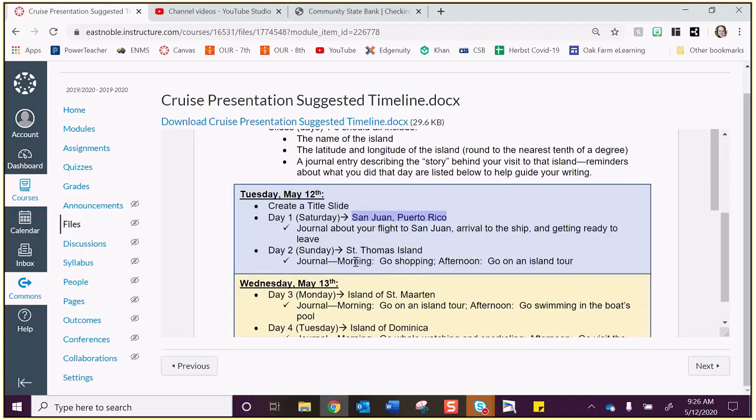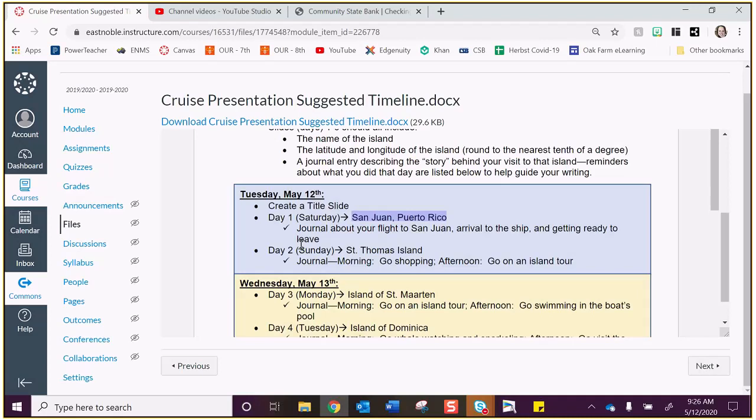Remember to add images as you are creating these slides. For that first day, I've had images of flights. I think it was last year, somebody photoshopped themselves onto a plane, and that was a really cool picture. But you can type in shopping on St. Thomas or island tours in St. Thomas and see what kinds of images pop up that you can insert into your presentation.